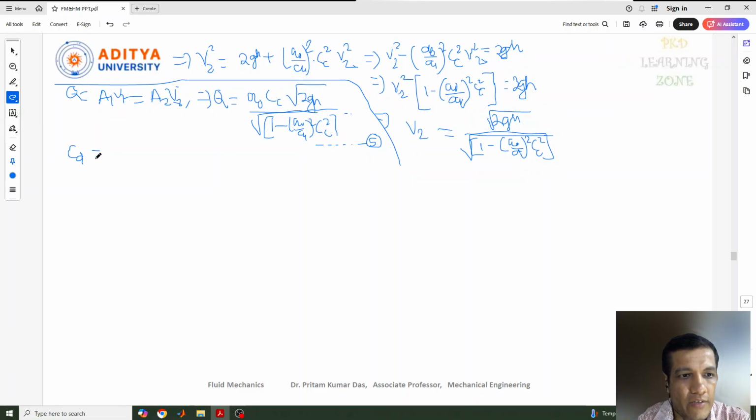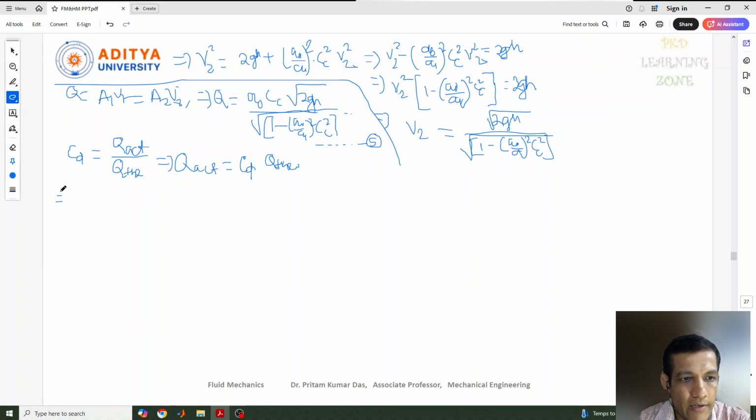Okay, the coefficient of discharge, how to find it. It is the actual rate of flow, or actual discharge, divided by the theoretical discharge or theoretical rate of flow. So this coefficient of discharge is always less than 1. Now here you can write Q actual equal to CD into Q theoretical.